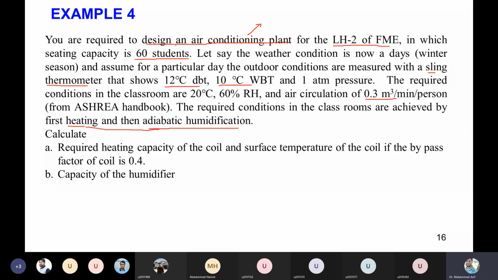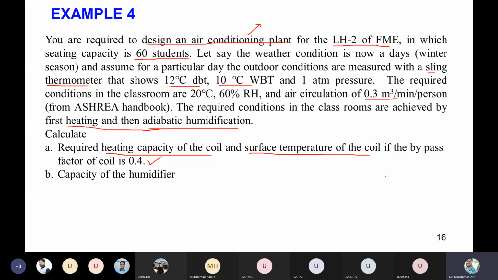So you need to design the air conditioning plant. Design of the air conditioning plant means finding the heating capacity of the coil and the surface temperature of the coil, if the bypass factor of the coil is 0.4, and the capacity of the humidifier. These are the things you have to calculate.